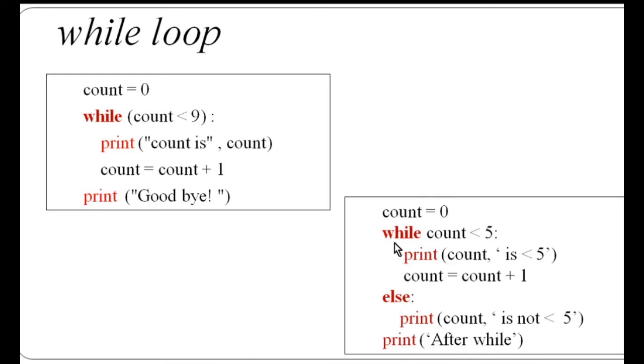Here we can see the while and else part. So the same thing here, it repeats till count is less than 5. Once count is equal to 5, the else part will be executed. Here it says count is not less than 5. And after printing these things, after the while loop, this statement will be printed.